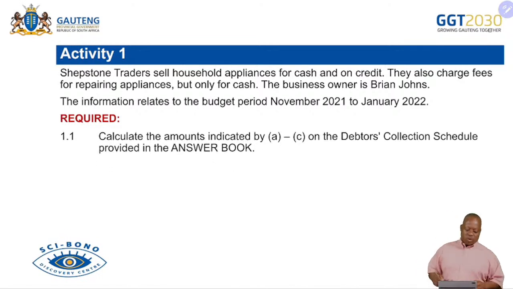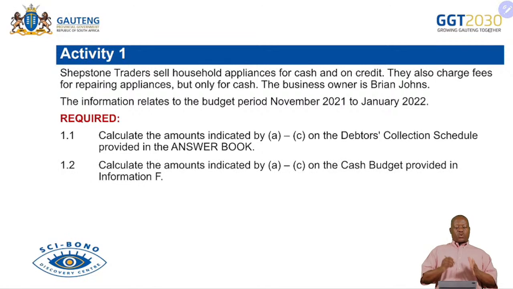What are we required to do? The first thing is to calculate amounts indicated by A to C on the debtors collection schedule provided on the answer sheet. And then we are expected to calculate the amounts indicated by A to C on the cash budget provided in information F. What it therefore means is we are going to be using information that is provided to us in order for us to deduce the figures that are given.